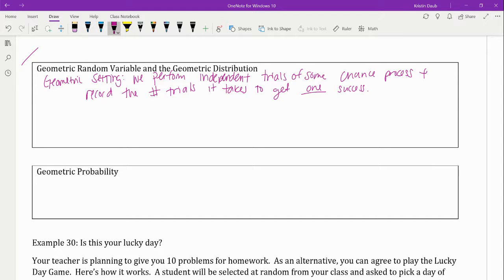So this is different from our binomial distribution in the fact that we don't have a fixed set of trials. I'm going to continue this process forever and ever and ever until I get one success. So I'm going to raise you an example here.